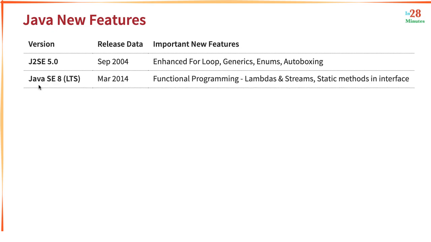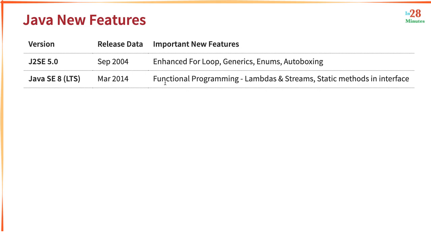The next important release for Java is Java 8. As far as I'm concerned, this is one of the most important Java releases because this is where functional programming was introduced. Before Java 8, there was no functional programming in Java. You cannot do lambdas or streams. I was waiting for functional programming constructs in Java for a long time. And finally, in March 2014, with Java 8, we got all the functional programming features.